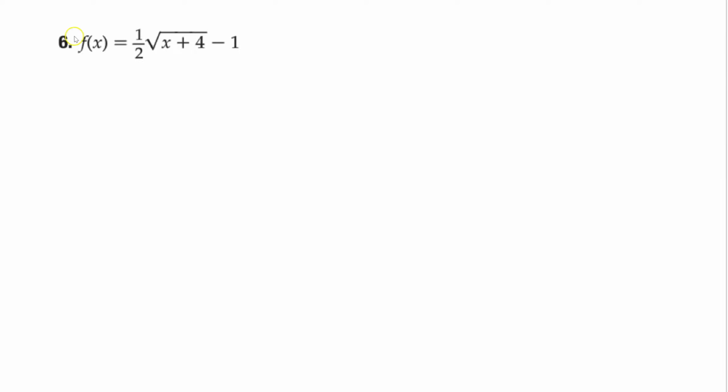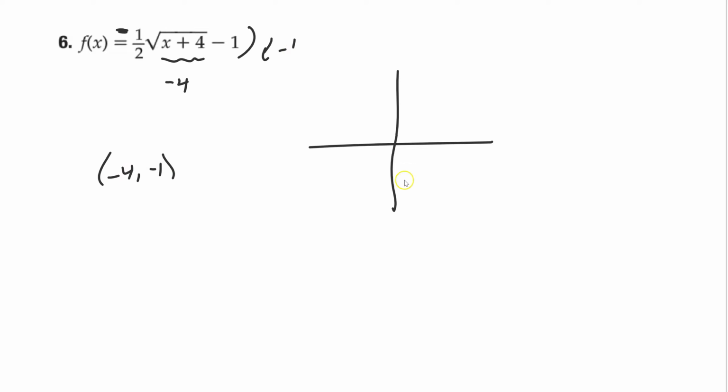All right, so this one, let's make it fun. Let's make it a negative. Okay. So again, inside opposite, we're gonna go left 4. Outside follow, we're gonna go down -1. So that's kind of where we're starting. -4 and -1. So -4, -1.